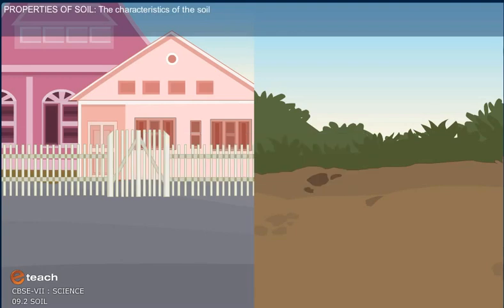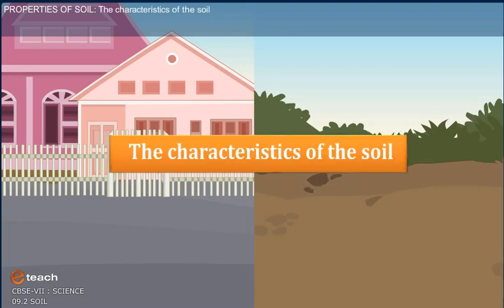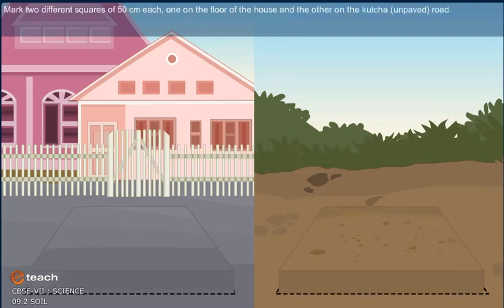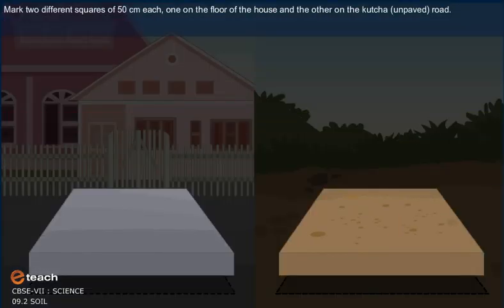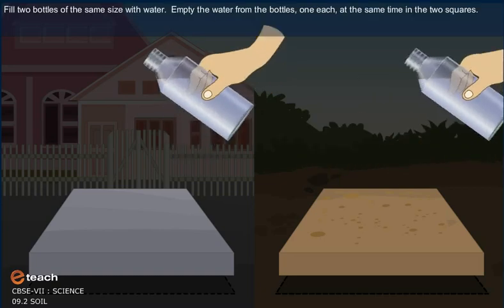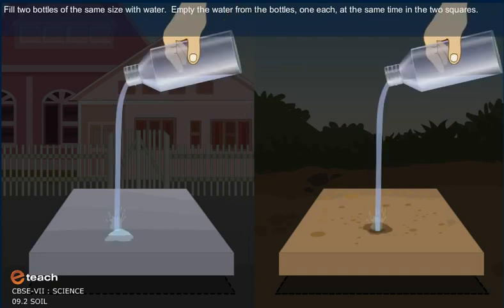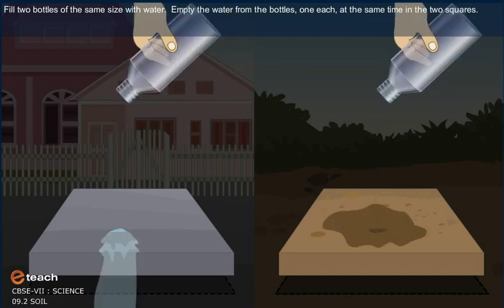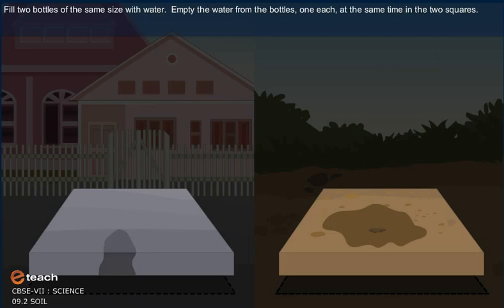Properties of soil. The characteristics of the soil. Mark two different squares of 50 cm each, one on the floor of the house and the other on the kacha, unpaved road. Fill 2 bottles of the same size with water. Empty the water from the bottles, one each at the same time, in the 2 squares.